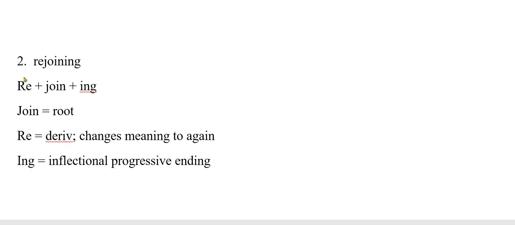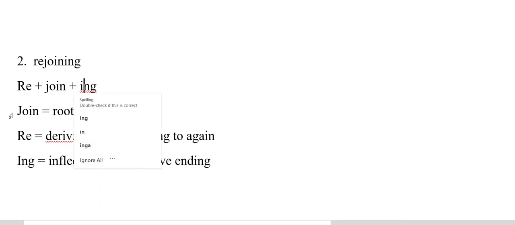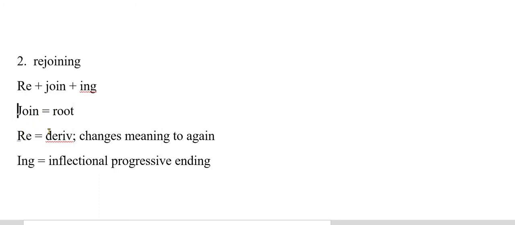Rejoining can be separated into re, join, and ing. Join is the root. Re is derivational. It changes the meaning to again. Notice how you say join and then rejoin to do it again. And the ing is the inflectional progressive ending. So because the ing has more of a grammar type function, it's inflectional. But the re, because it has meaning, it's more derivational.